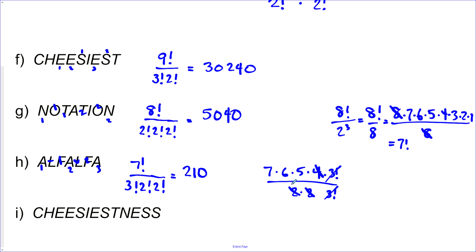Maybe it's easy to do. 6 times 5 is 30, times 7 is 210. So we can break these down, and using some tricks, do them without a calculator. Okay, let's do the last question.